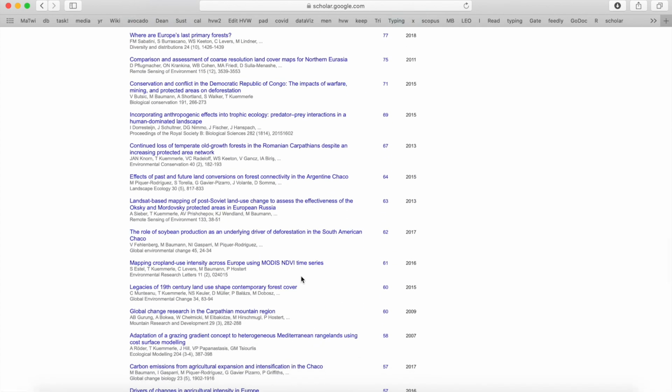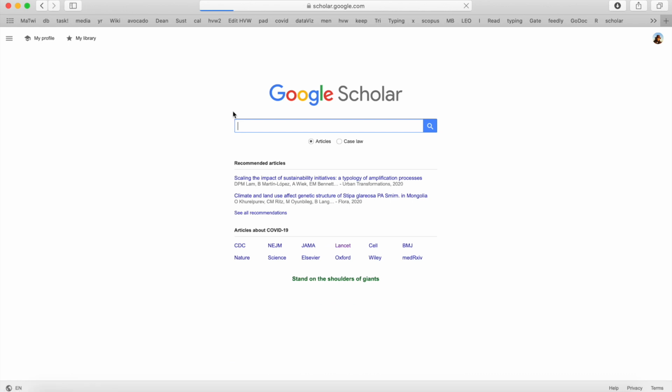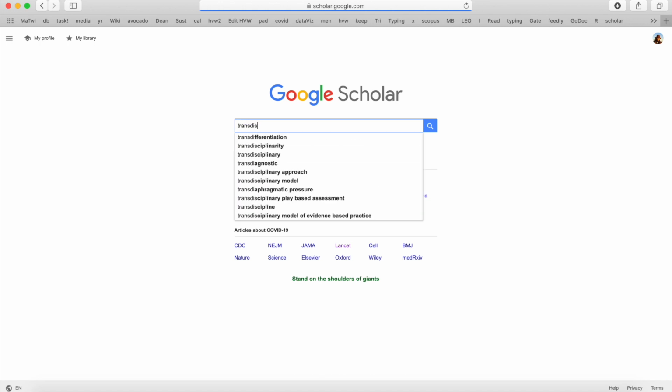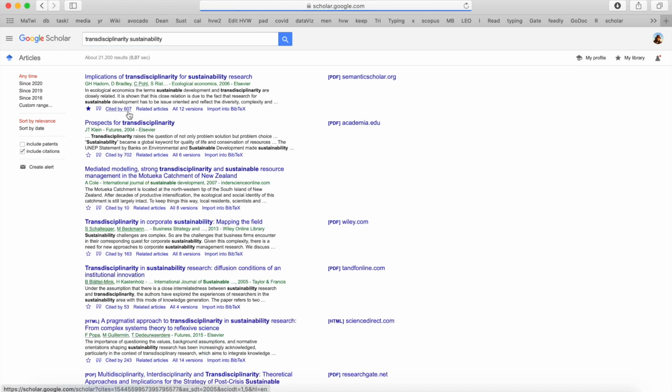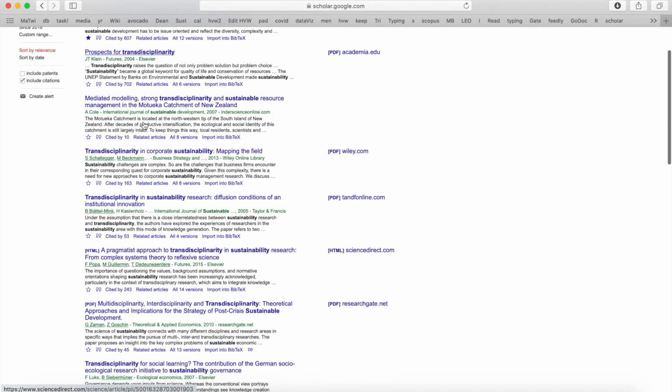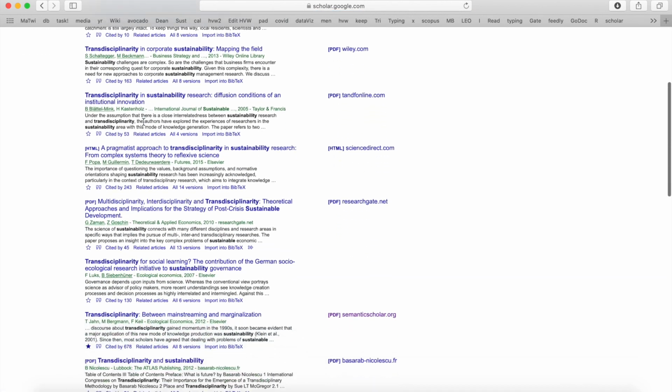So that is one very powerful thing that Google Scholar allows. You can look at the different researchers, but it also allows you to look at specific topics. Take one that is very important for us at the faculty: transdisciplinarity, and then sustainability. Transdisciplinarity and sustainability, and let's look at that. Then you can see which are the highly cited papers, which papers are quite relevant to this end.